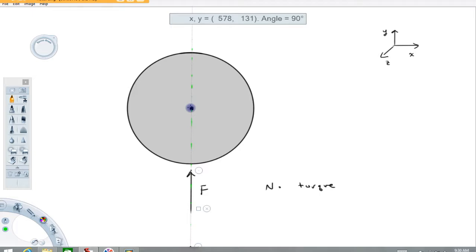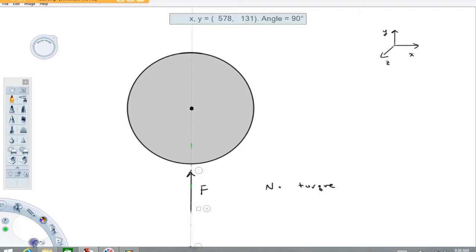Also notice that this force would not make this object start rotating, right? So this object would not have what we would call an angular acceleration. That's because this force does not produce any torque about this point. Any force whose line of action goes through your point of interest creates no torque about that point.